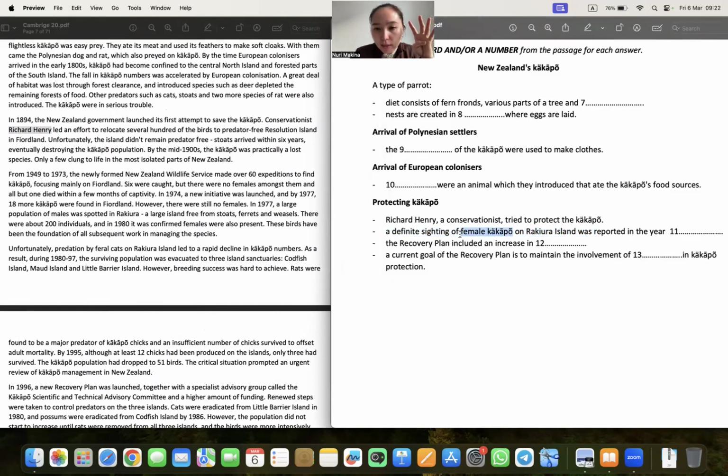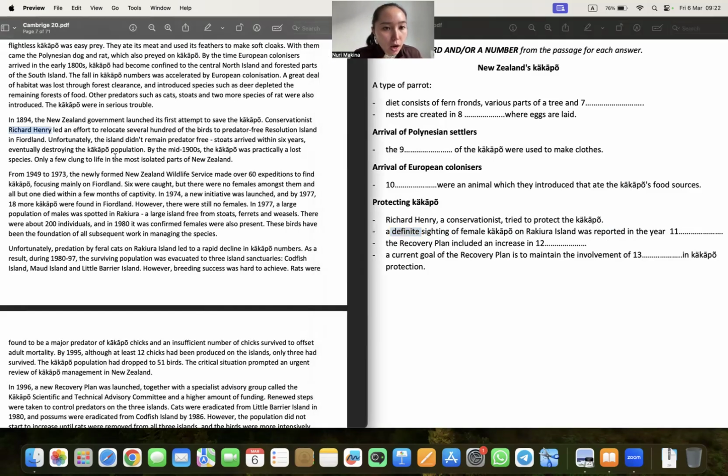Female kākāpō is our new keyword, reported, female kākāpō, and sighting. And definite, it's an adjective, and adjectives are also helpful, okay? So definite sighting, female kākāpō, Rakiura Island, reported. And our job is to find the year. So here we go. Definite is going to be here.